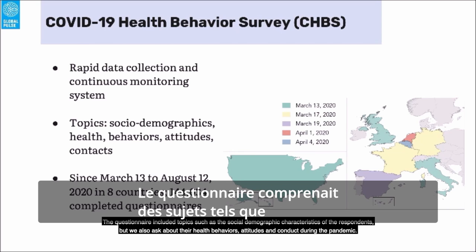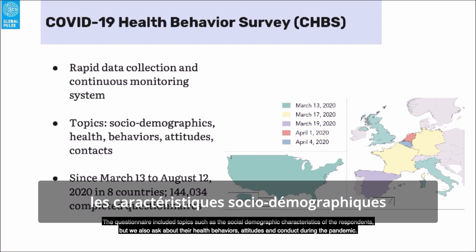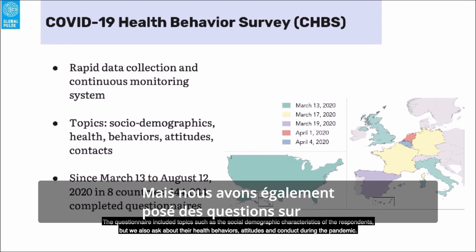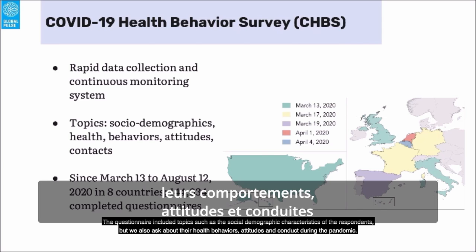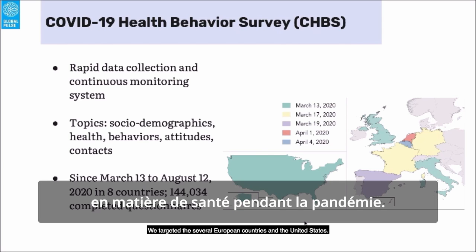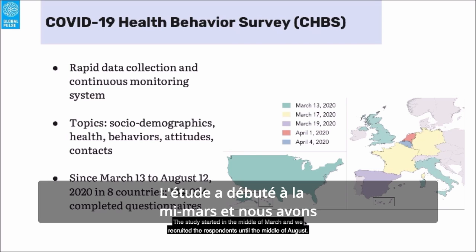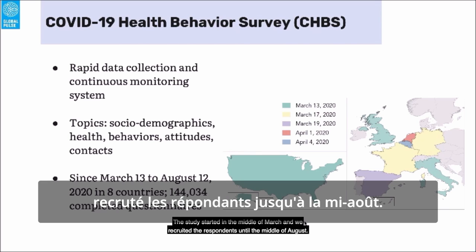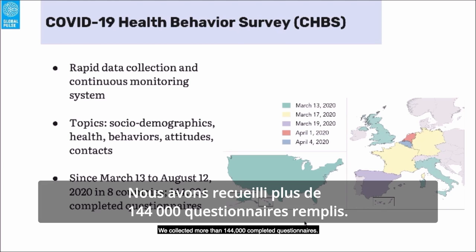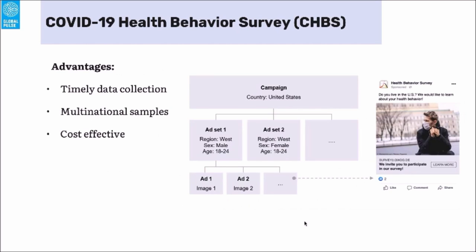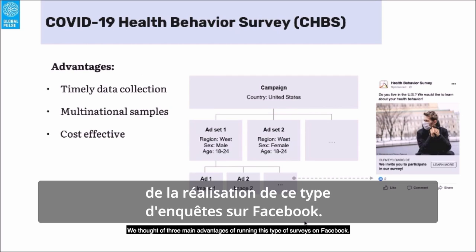The questionnaire included topics such as social demographic characteristics of the respondents, but we also asked about their health, behaviors, attitudes, and contacts during the pandemic. We targeted several European countries and the United States. The study started in the middle of March, and we recruited respondents until the middle of August. We collected more than 144,000 completed questionnaires.